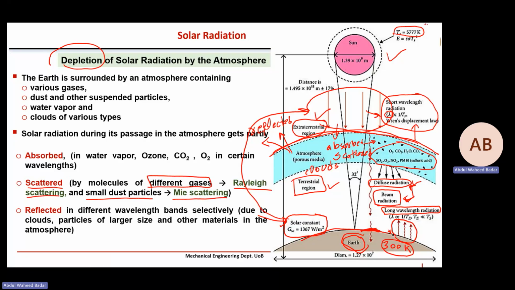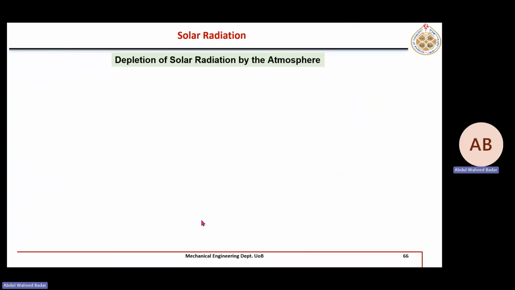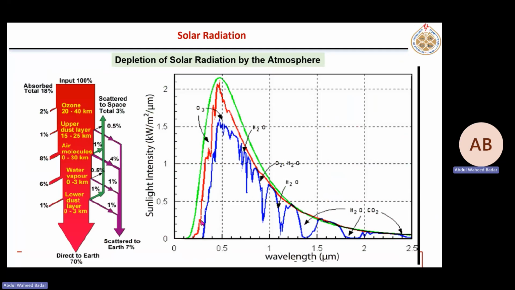Okay, so some of it will be reflected, as it is the short wavelength of that solar radiation. Some wavelength bands will be reflected back into space because of different clouds, right? And there are different types of particles of large size and other materials which are there in the atmosphere. Okay, let's continue.